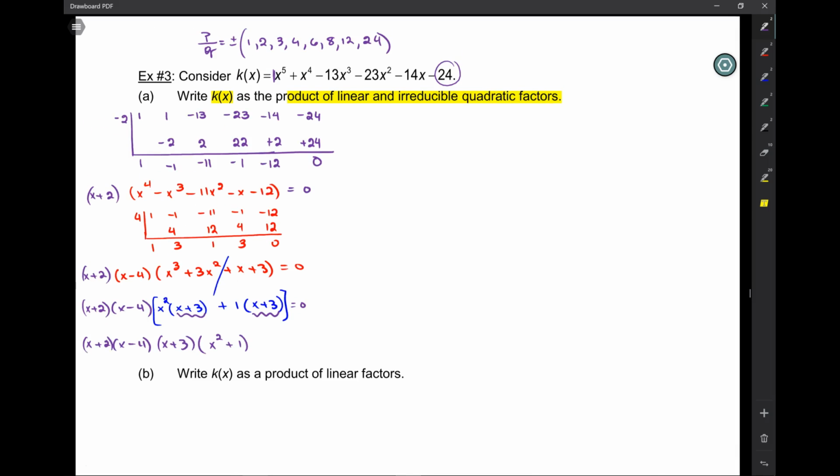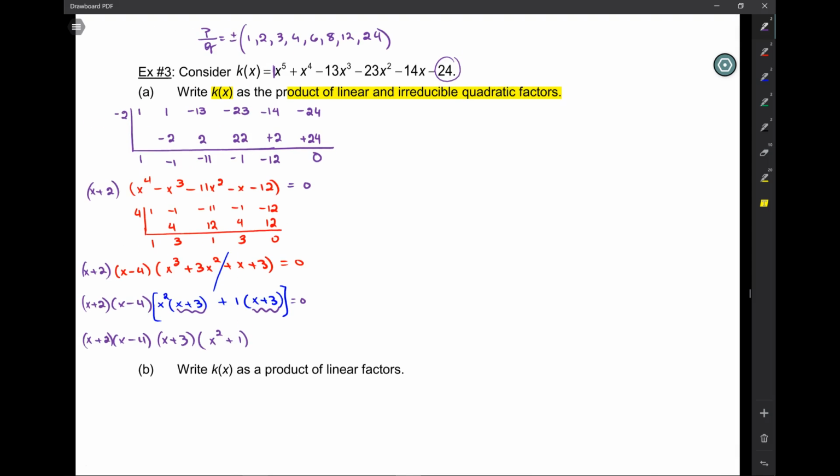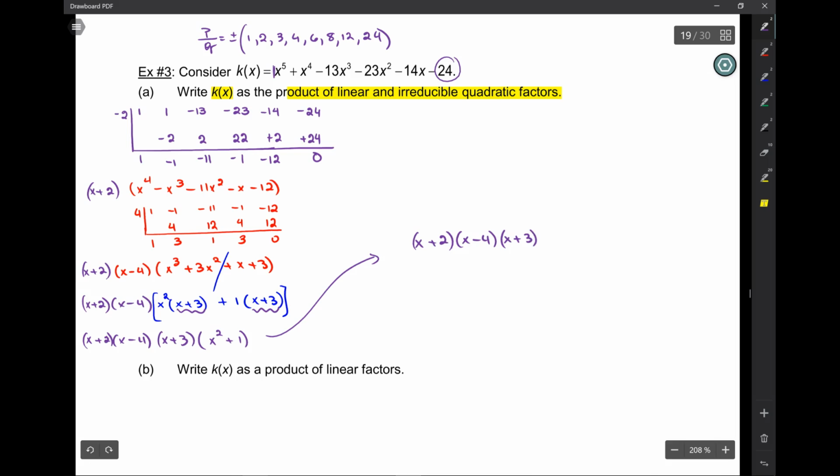So, what was this telling me to do? Write as a product of linear, we're not solving just yet. Write as a product of linear and irreducible quadratic factors. And we have just done that. x plus 2. It's plus. So if it was x minus 1, you could.